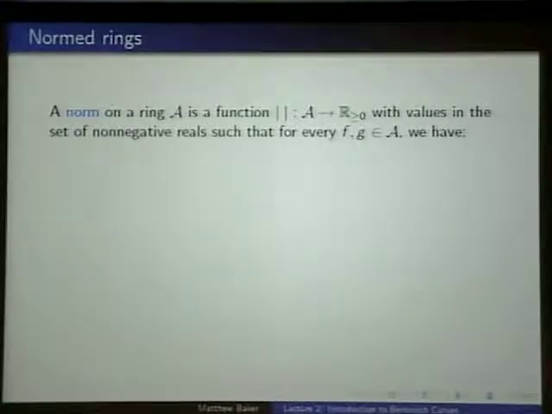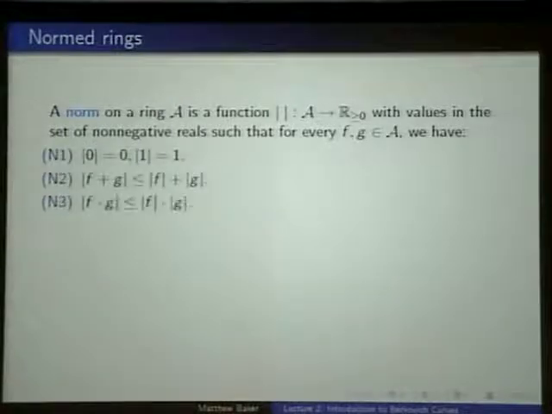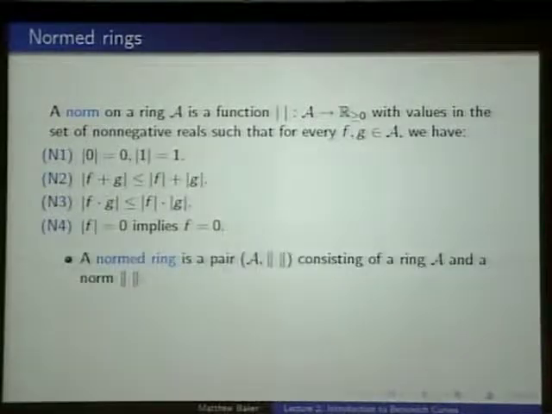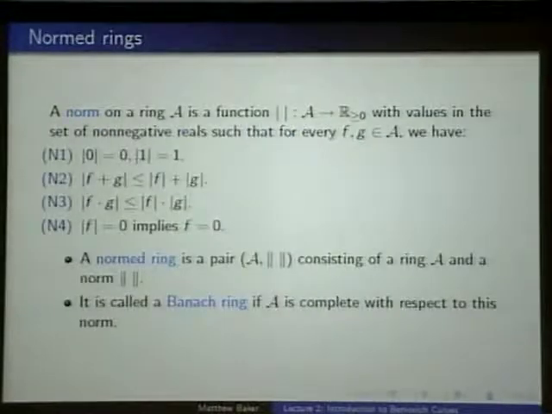It's a non-negative real-valued function, so that for every f and g, we have these obvious axioms here. And notice that I'm just requiring submultiplicativity for the norm, not multiplicativity. And it's not a semi-norm, it's a norm. So absolute value of f is 0 if and only if f is 0. So those are the axioms for a norm. A normed ring is a pair consisting of a ring and a norm. And it's a Banach ring if A is complete with respect to this norm.